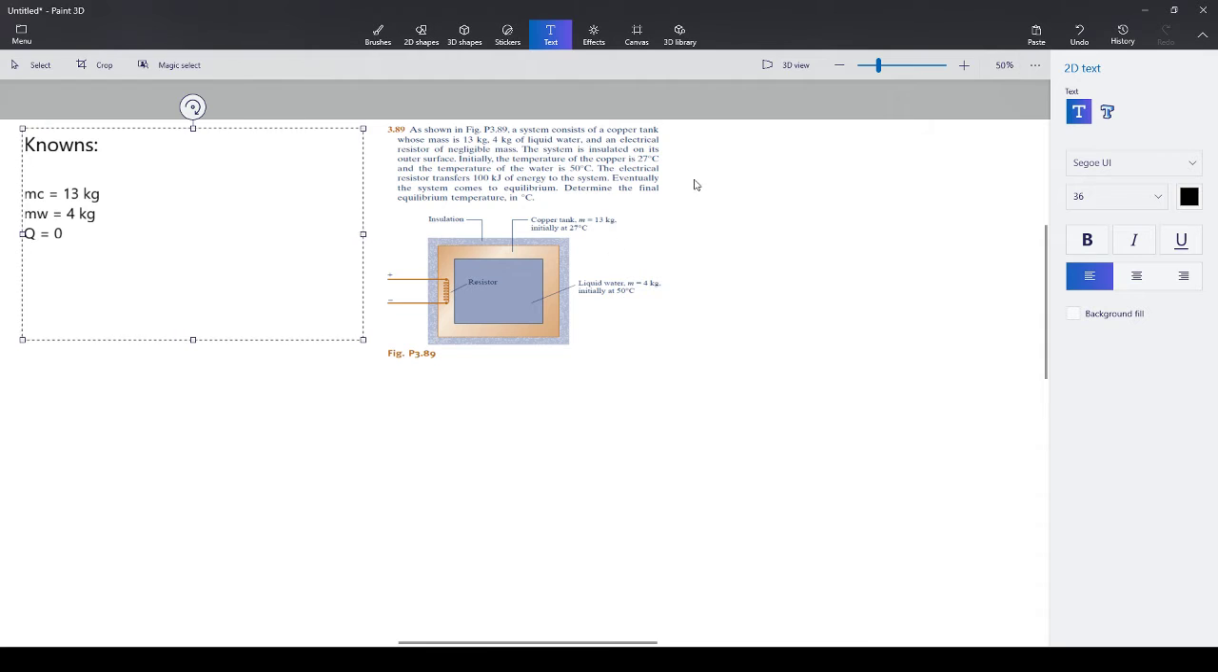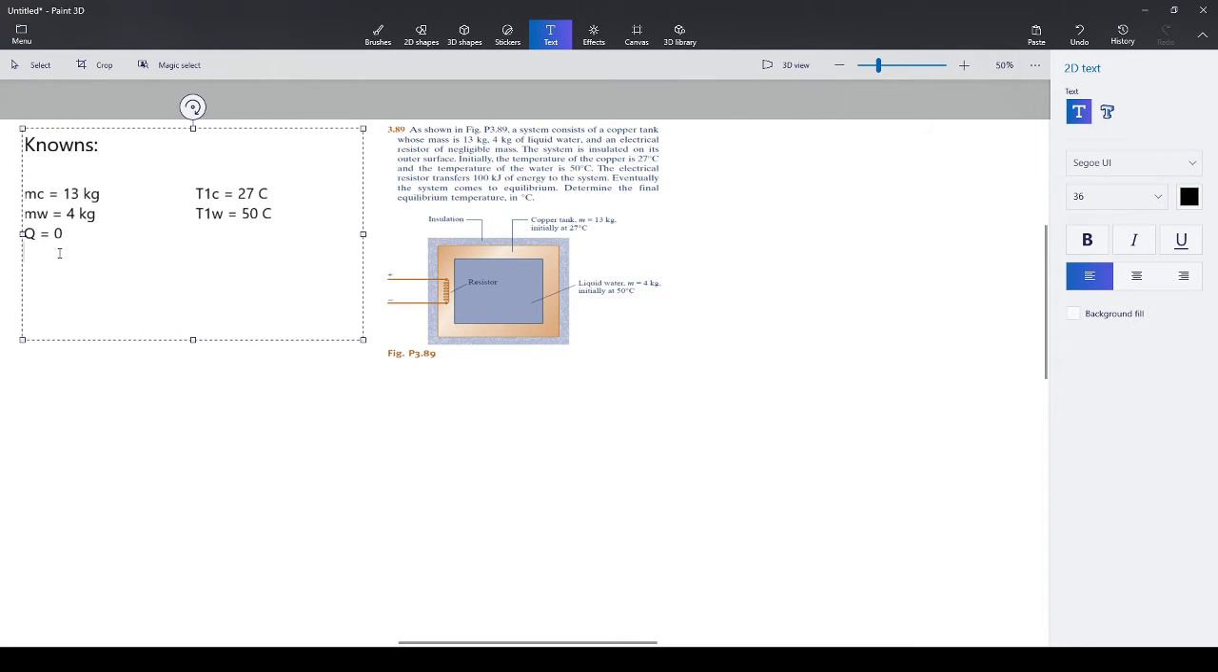And it says, initially, the temperature of the copper is 27 C. So I'm going to go over here a little bit and start talking a little bit more about the copper. So T1C, copper, is 27 C. Okay? And then we have initially the temperature of the water. So we have T1 water is equal to 50 C. All right?